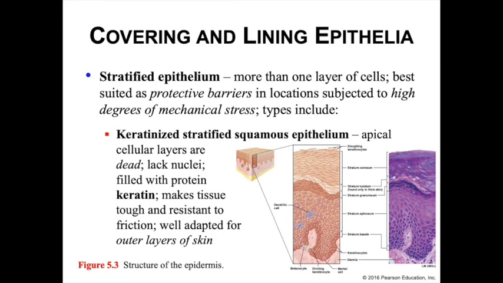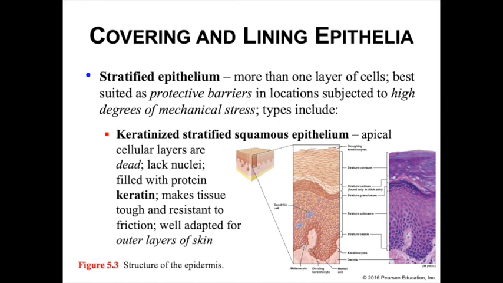Stratified, just normal stratified epithelium. So this is going to be our layers stacked on top of each other with our normal shapes. So the first one we have is going to be stratified squamous keratinized. So keratinized, stratified squamous epithelium. This is going to be our skin.